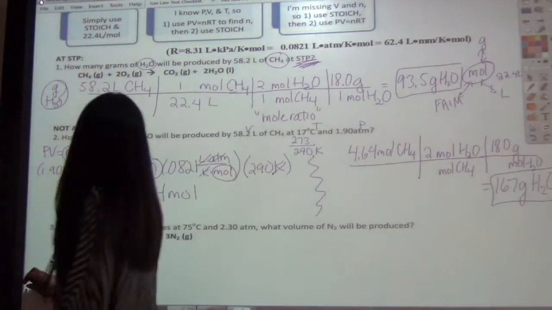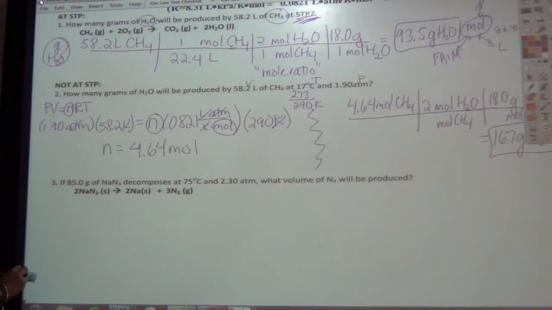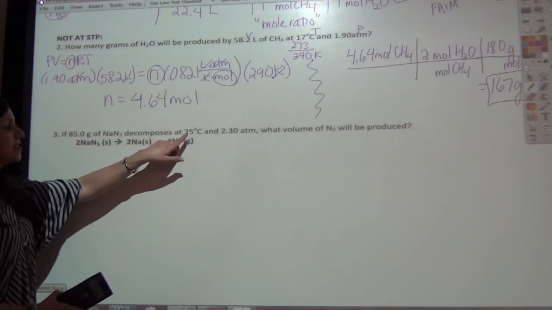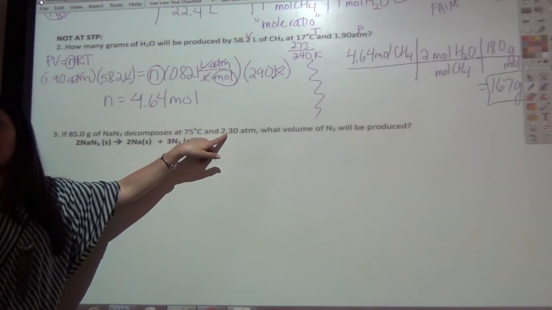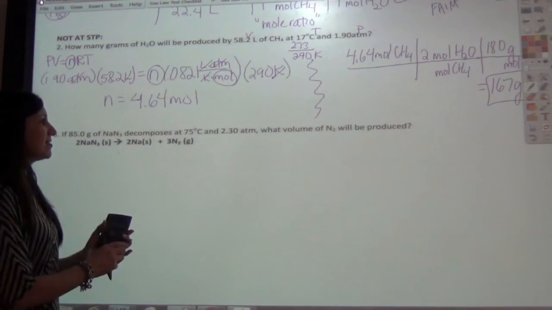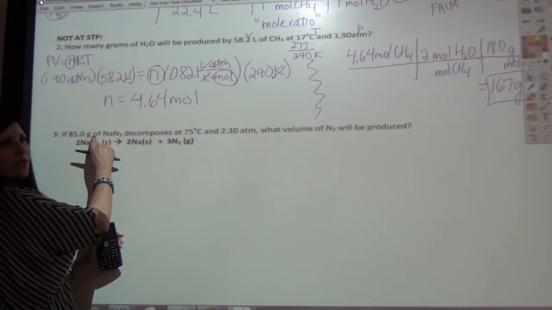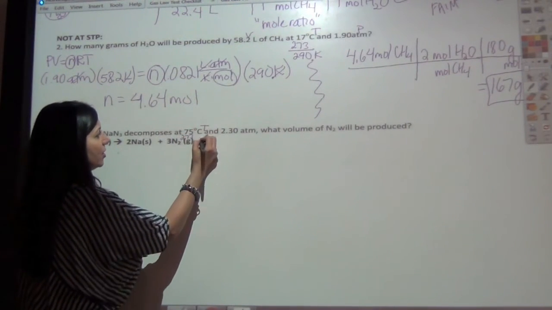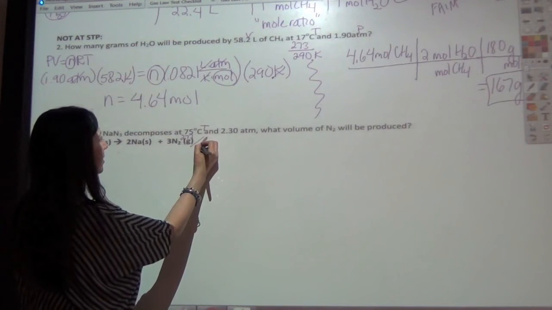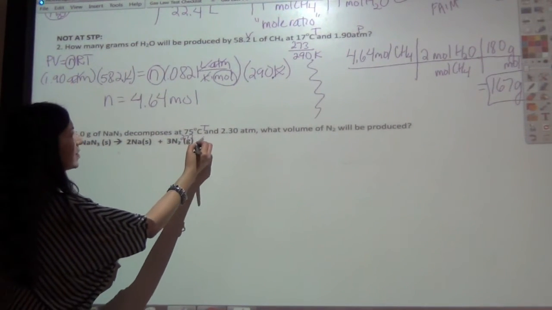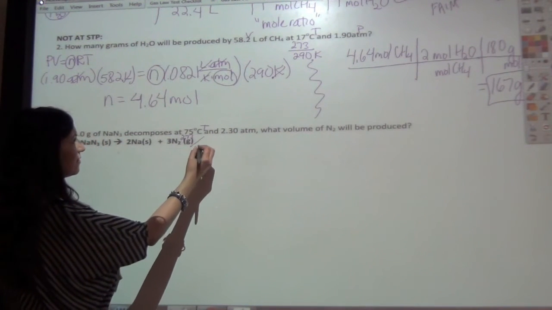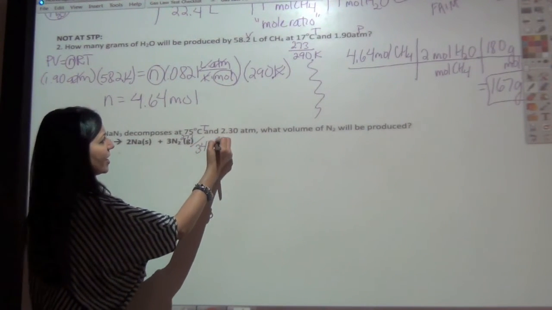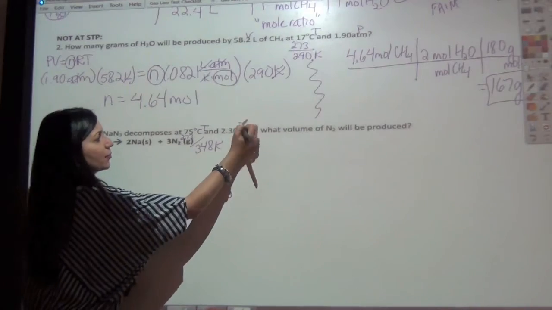Okay. Last one. Let's see what happens on this one. Now it says if 85 grams of NaN3 decomposes, are we at STP? No. Okay, so let's label this. It's giving me grams, and then it's giving me a temperature, but I have to add 273, right? So that's going to make it 348. Did I do that right? Yeah, 348 Kelvin, and this is my pressure.